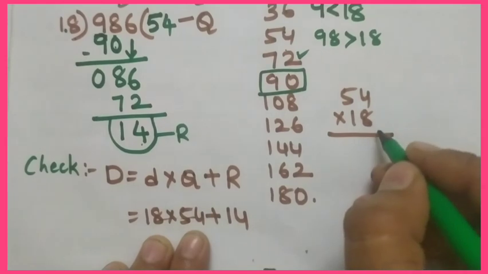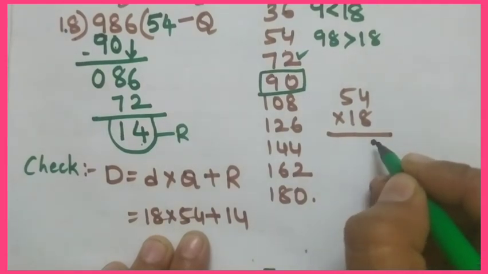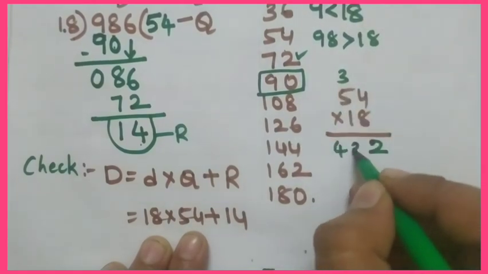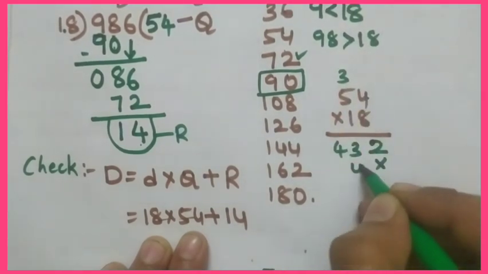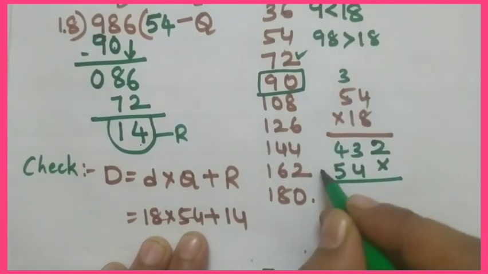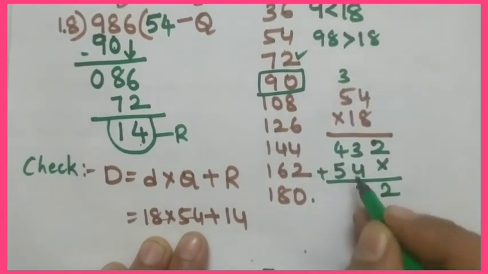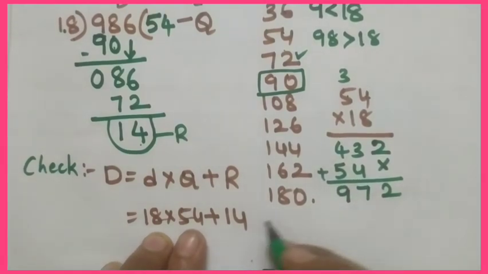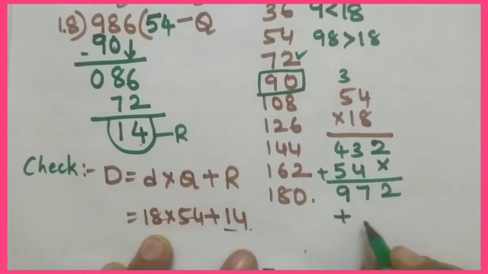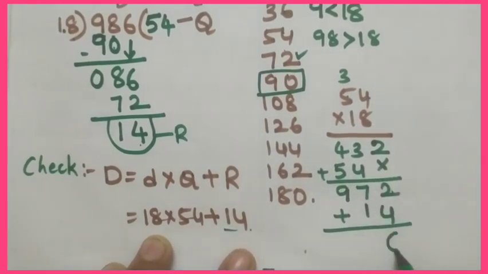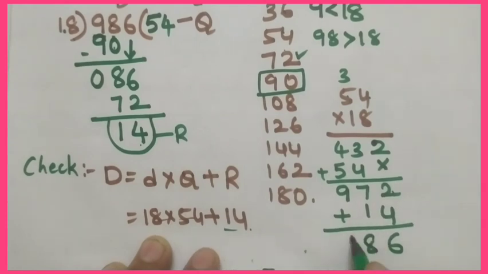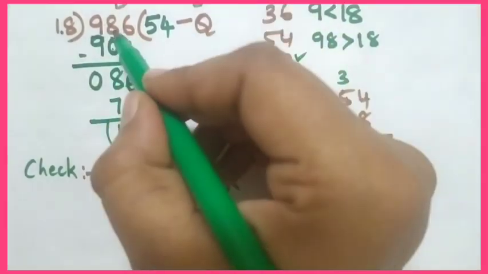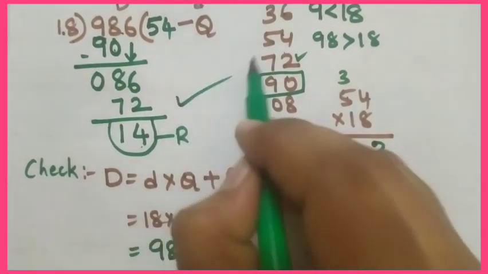8 4s are 32. 8 5s are 40. 40 plus 3 is 43. 1 4s are 4. 1 5s are 5. Now add this. 2, 3 plus 4 is 7. 4 plus 5 is 9. 972. Okay. Now we have to add this 14 here. We'll get 2 plus 4 is 6, 7 plus 1 is 8 and 9 will write here. Then we'll get 986. We got the dividend here. So the answer is correct.